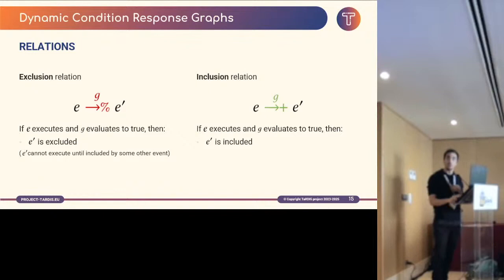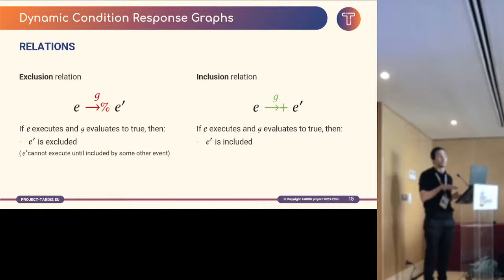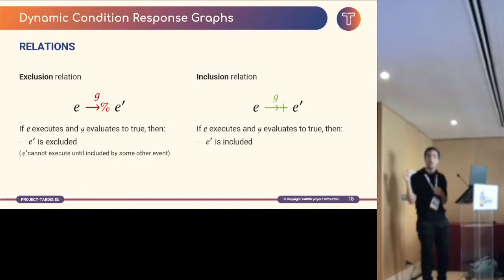Okay, so the exclusion relation establishes that if the event on the left-hand side of the relation executes, then the event on the right side of the relation must be excluded from the graph. This, of course, assuming that G, which is the relation guard, evaluates to true.